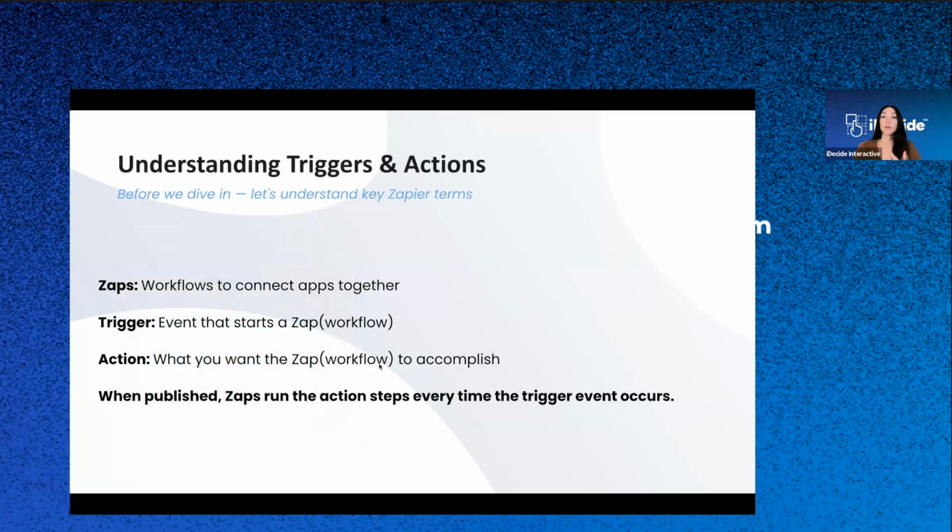Some of the really important things that you have to know when learning how to use Zapier is, and also I don't know if it's Zapier or Zapier, so I think I just interchanged them. Zaps are what they call workflows. So, what is your automation? They call it a Zap. A trigger is the event that starts that Zap. So, it's the thing like, when this happens, I want everything in this automation to start. An action is, okay, after this automation starts, what do you want the automation to do? And then when it is published, Zaps run automatically anytime that trigger occurs.